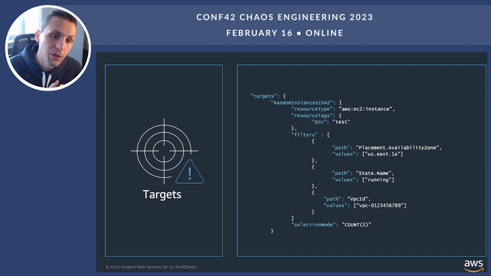And there is also another filter for only instances that are running and only instances that are within a specific VPC. And you can see that the selection mode is that we just want 2 instances. So if there are more instances, those instances will not be affected. We're just selecting 2. And there are other combinations that you can do, like percentages or random, as you saw in the example before.